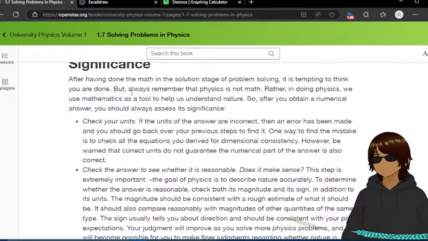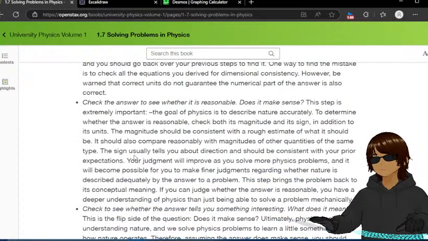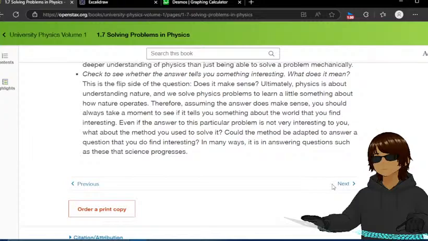One way to find the mistake is to check all the equations you derive for dimensional consistency. However, be warned that correct units do not guarantee the numerical part of the answer is also correct. Check the answer to see whether it's reasonable. Check to see whether the answer tells you something interesting.